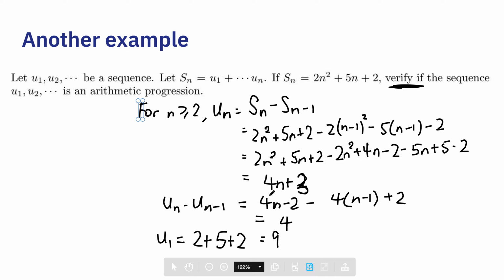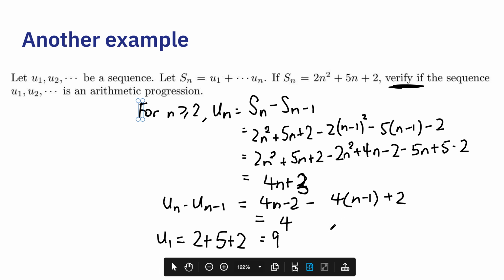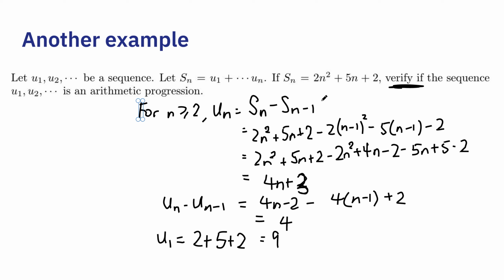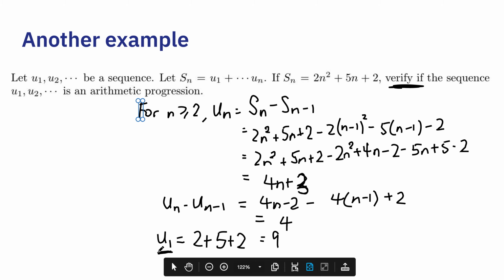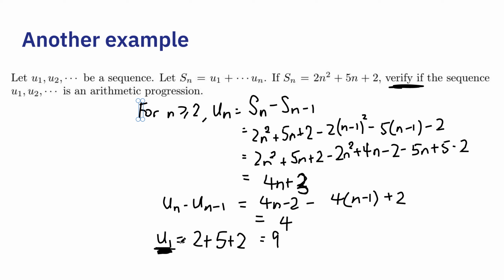And what does this mean? It means that u2, u3, u4, u5 all form an arithmetic progression, but the first term doesn't fit the progression. So this is very tricky, and it's always important to check your u1 first, okay? So now I'll be moving on to the next kind of question.